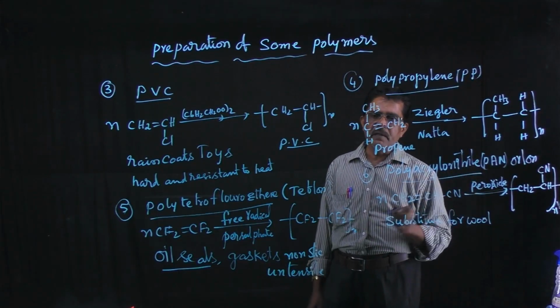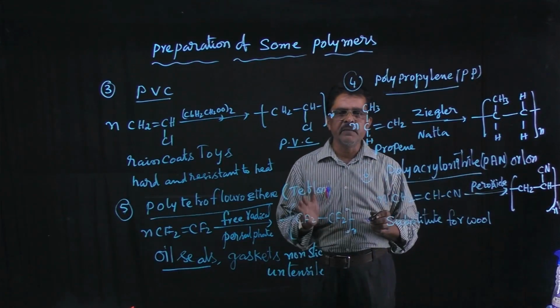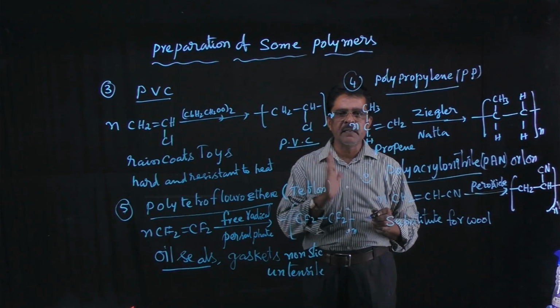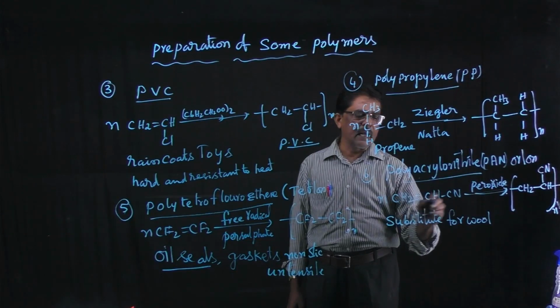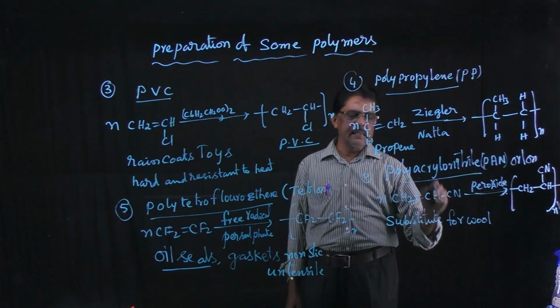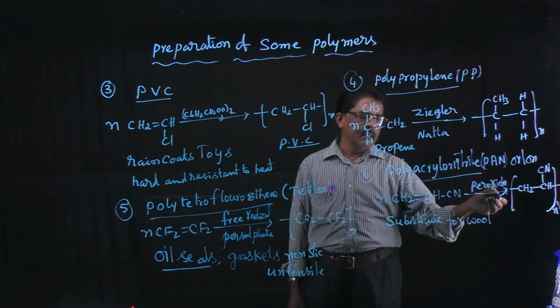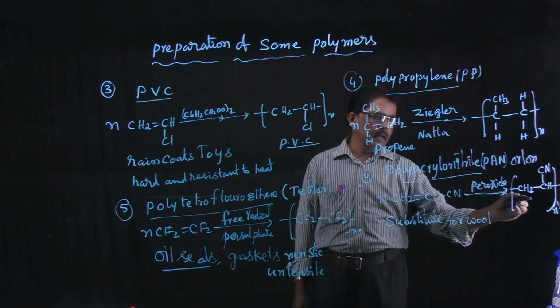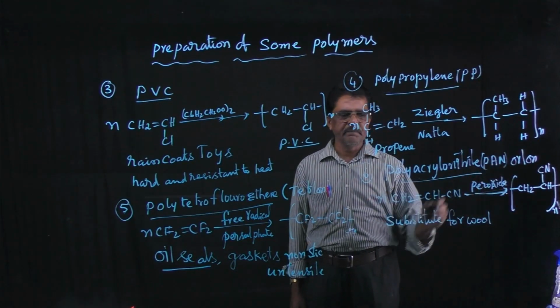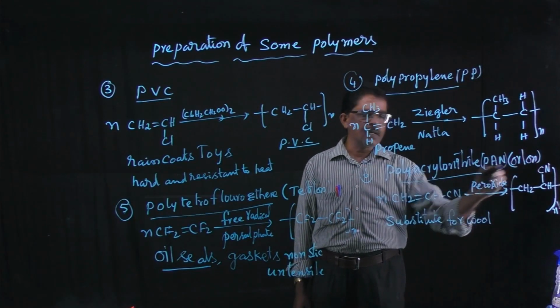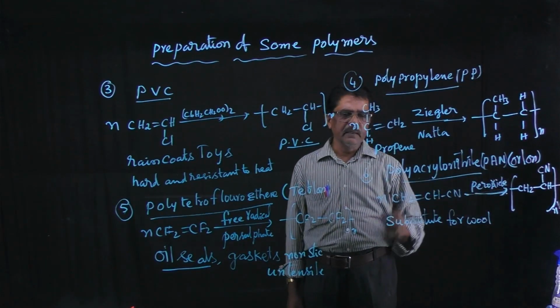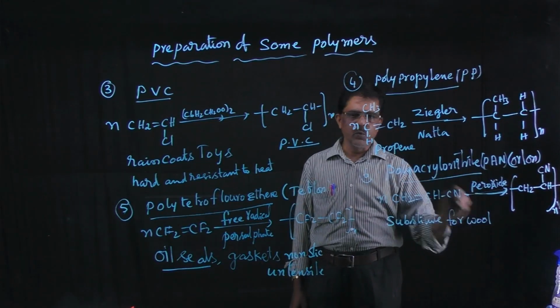Next one is the polyacrylonitrile. This is the polymer of acrylonitrile. That means CH2=CH-CN. Vinyl cyanide is the acrylonitrile. This vinyl cyanide is subjected to polymerization in the presence of peroxides. Then you will get PAN, polyacrylonitrile. The commercial name is Orlon. This is a substitute for wool.